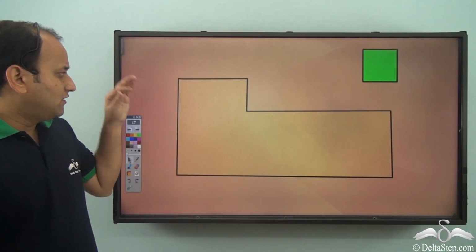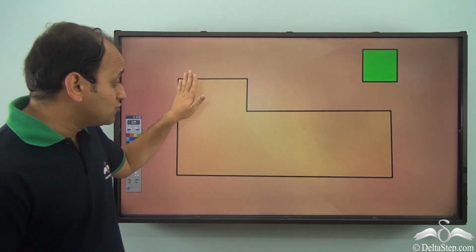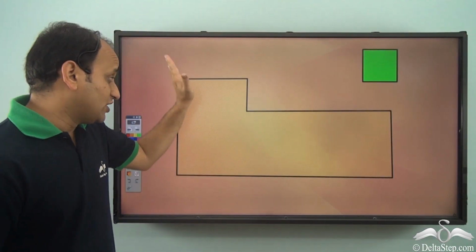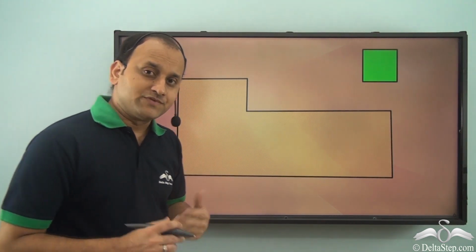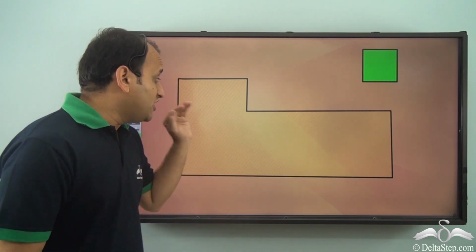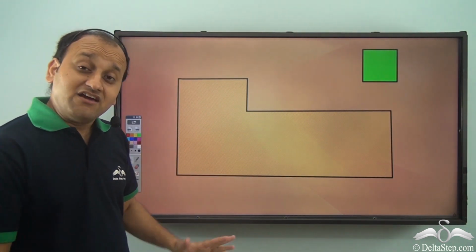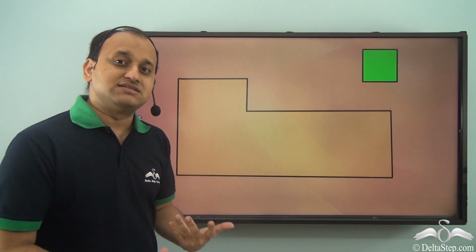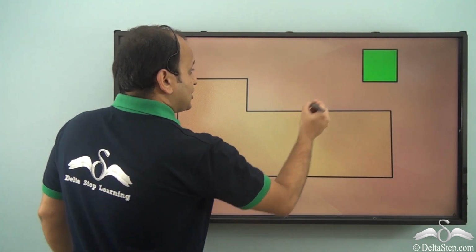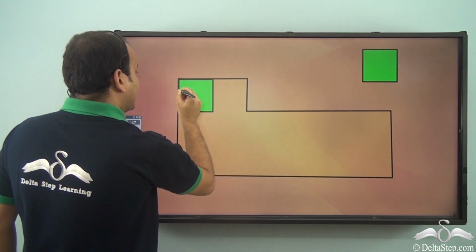Now we have this shape here and we need to calculate the amount of space which this particular shape occupies. So what do we need to calculate exactly? Well, we need to calculate the area of this shape. So you see, whenever you need to calculate space occupied by a shape, it is nothing but area of the shape. So let's start calculating. So we'll use these square tiles again.